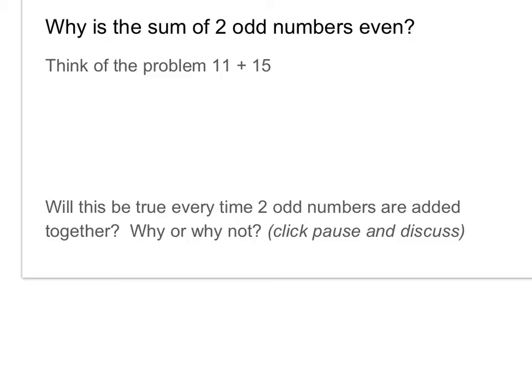Exercise 2. Why is the sum of two odd numbers even? Let's think of the problem as 11 plus 15. Let's draw dots to illustrate the problem. 11 dots, 1, 2, 3, 4, 5, 6, 7, 8, 9, 10, 11, plus 15 dots, 1, 2, 3, 4, 5, 6, 7, 8, 9, 10, 11, 12, 13, 14, 15.